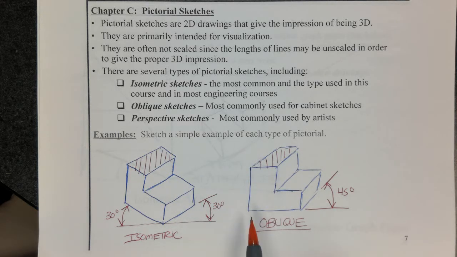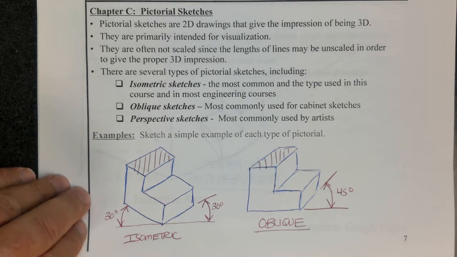Now, this is the same part, but it's drawn differently. These are used not as much as isometric, but they are used periodically. Notice the angle that this line makes with the horizontal. Okay, so it's a little bit different, right? The angles. This is 30 degrees with respect to the horizontal. This edge is parallel to the horizontal, but this line is at a 45-degree angle with the horizontal. Okay? All right.